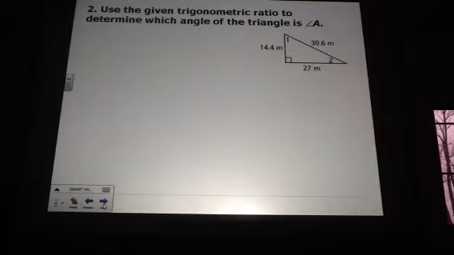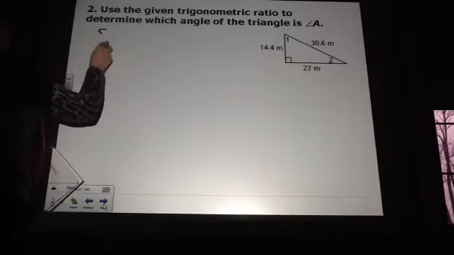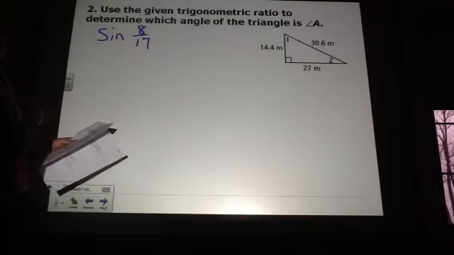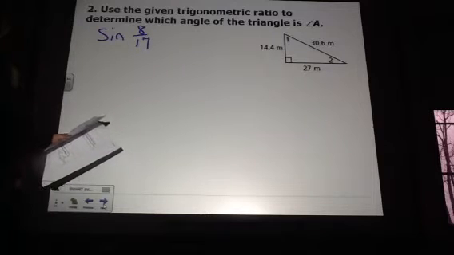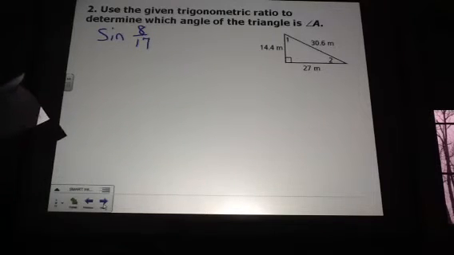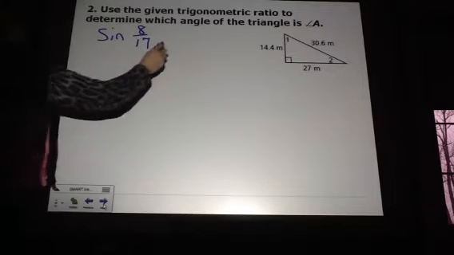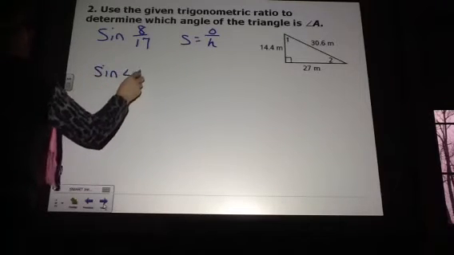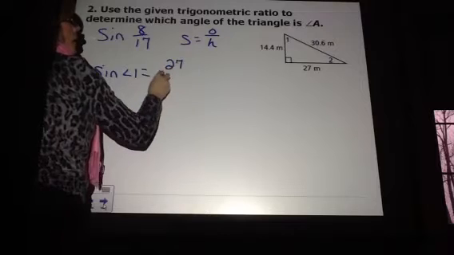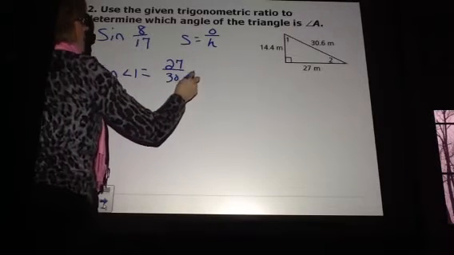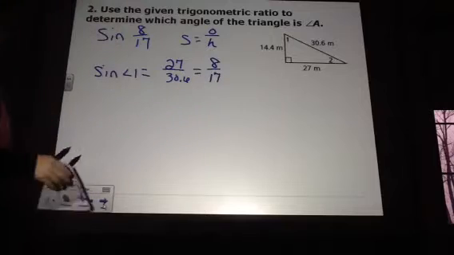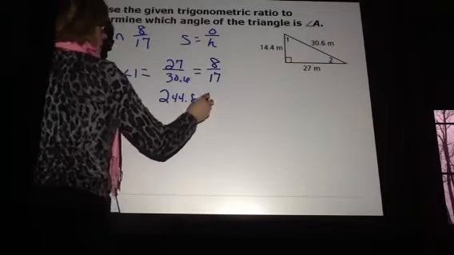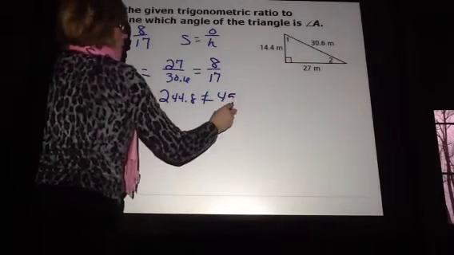Okay, same thing. I need to give you the trig ratio. So we're going to have sine 8 over 17. You know what sine is. Remember, that's opposite over hypotenuse. So the sine of angle 1, opposite of angle 1 is 27. The hypotenuse is 30.6. Is that equal to 8 over 17? Do your cross product, and I get 244 and 8/10, not equal to 459.